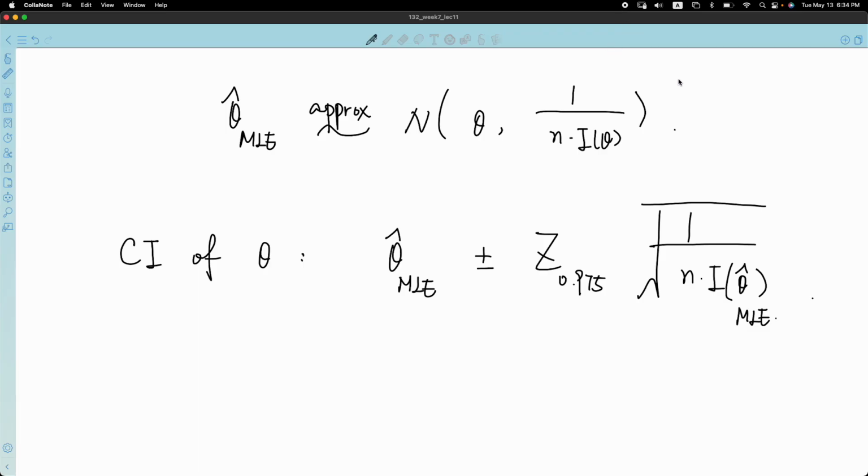This works when n is large enough, where you can prove that this goes to normality. Then in practice, you can just plug in this expression and use the data to plug in, and you can also plug in the Fisher information. Then, using the quantile, you'll get the confidence interval. This is the usage of this normality: you can get a confidence interval for your true parameter. It's just a usage of that.